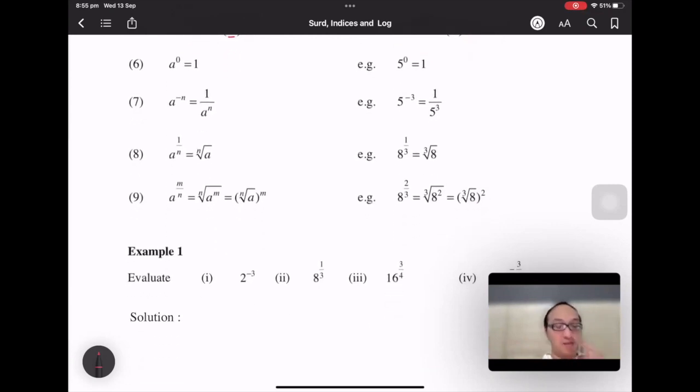6. a to the power of 0 equals 1. So anything to the power of 0 equals 1, except for a equals 0. So in this case, a is not 0, yeah? For example, 5 to the power of 0 equals 1. 3 to the power of 0 equals 1. Negative 2 to the power of 0 equals 1. So everything to the power of 0 equals 1.